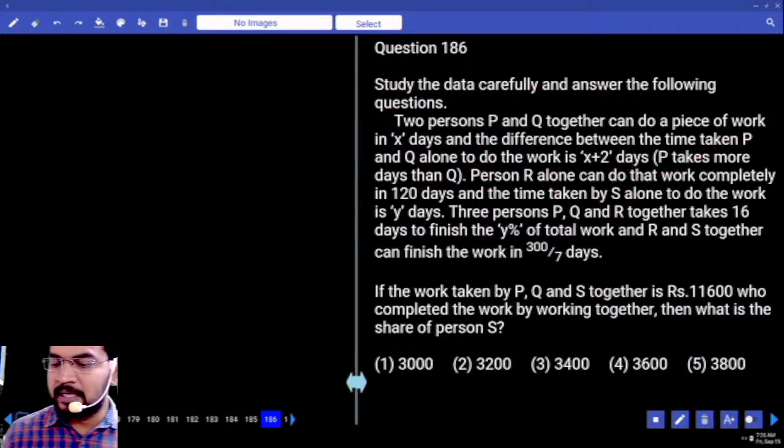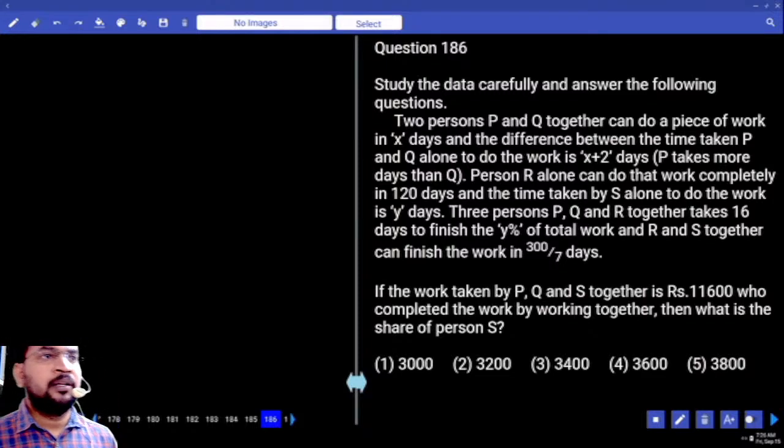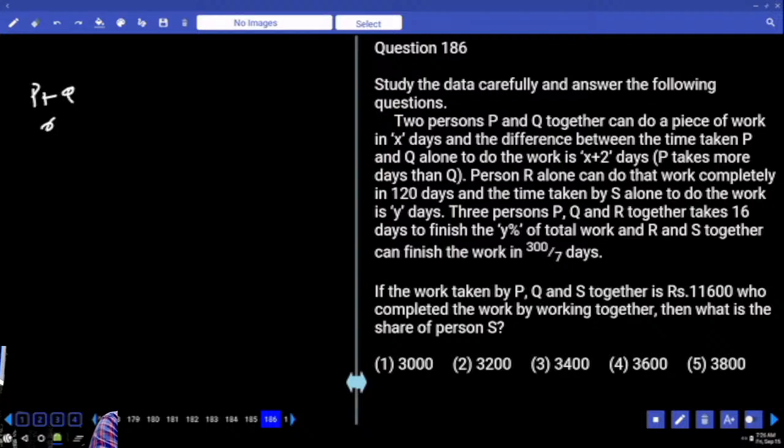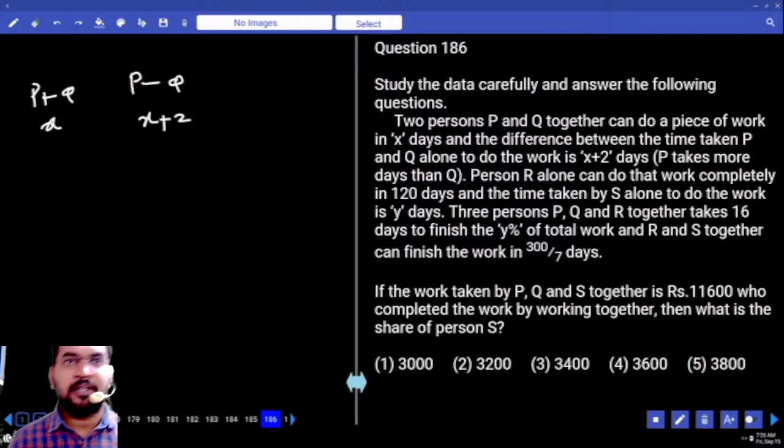Next case, let's take case 186 onwards. So look at here nana, 2 persons P and Q together can do a piece of work in how many days nana? X days. Next, the difference between the time taken by P and Q: P takes more days than Q, P minus Q, how many days nana? X plus 2 days. Are you clear?